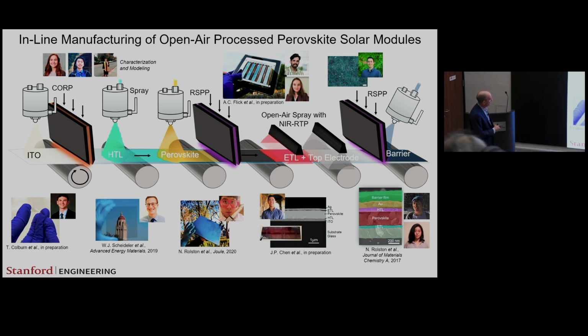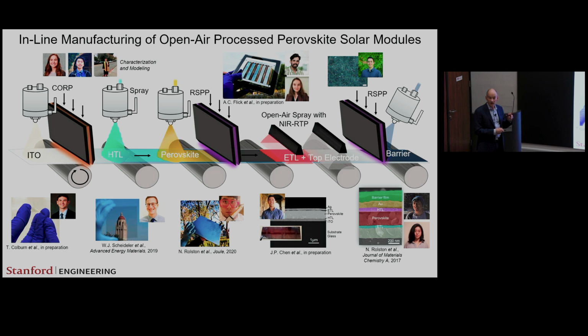So we can make ITO, and we do it, by the way, in open air. So not a vacuum process. We then put the hole transport layer on, again with a spray process. We put the perovskite on with a combination of spraying and then plasma curing. We then put on the final ETL and top electrode.